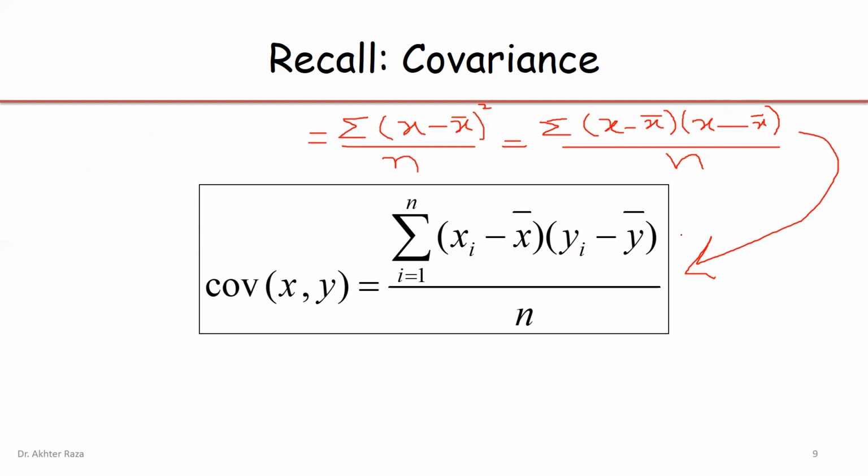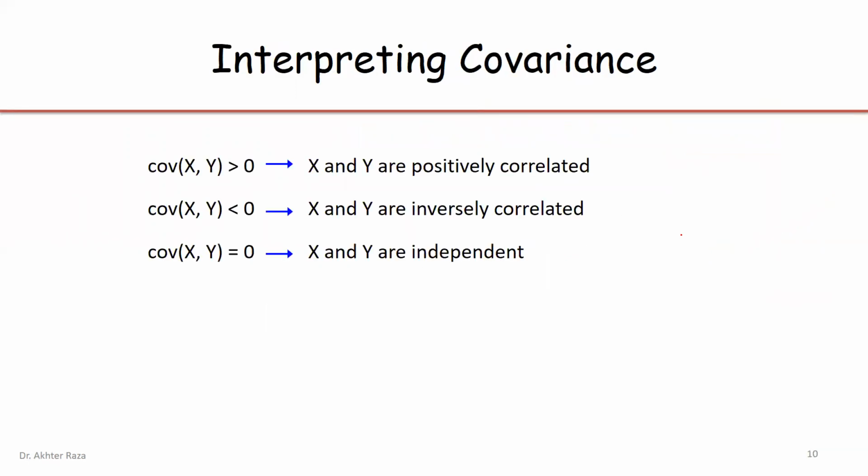So what is correlation? Correlation is the ratio of the covariance and the two standard deviations. In simple words, we can say that correlation can be calculated as the covariance between x and y divided by the standard deviation of x and the standard deviation of y. If we calculate this ratio, it is called correlation.